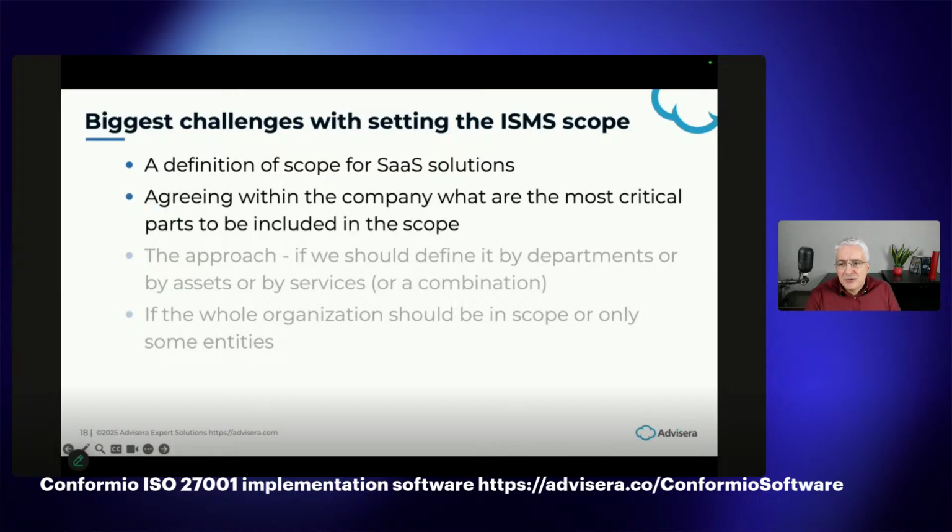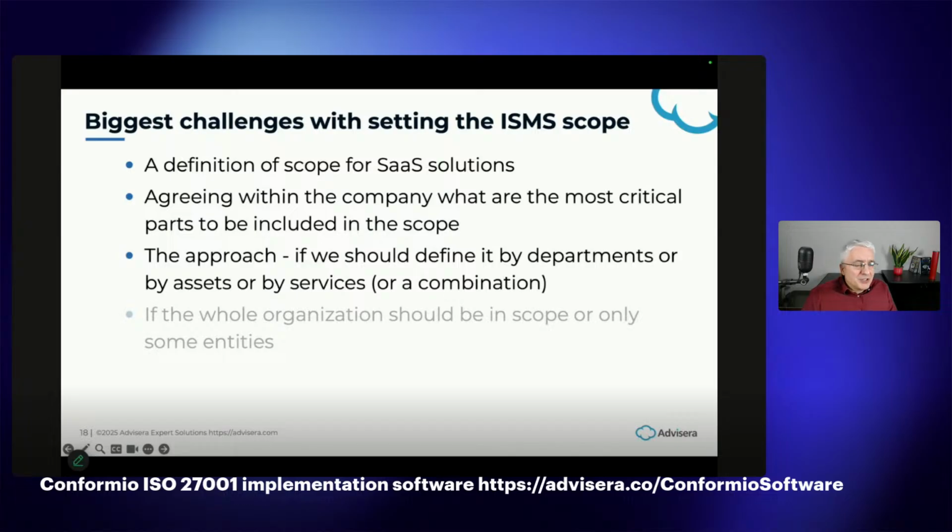A second challenge is usually agreeing with the company on the most critical parts to be included in the scope. And there you have to follow the logic of where you have the most sensitive information, the most sensitive data, because typically this is where you would focus your scope. Or actually, before this criterion, you have to ask your customers what they consider the most important part to focus on. If they have no preference, then you choose on your own based on the sensitivity of the data.